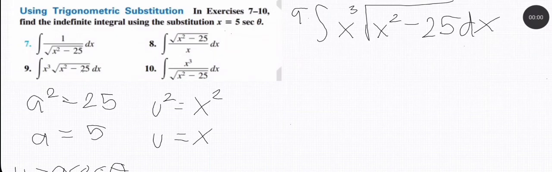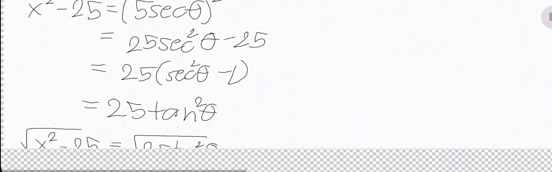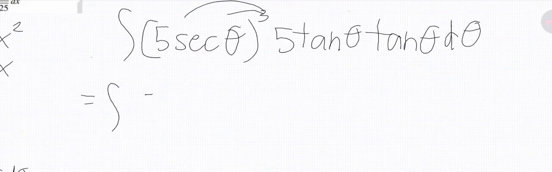So we have here another problem, number 9: the integral of x cubed times the square root of x squared minus 25 dx. Same process again, so let us continue.